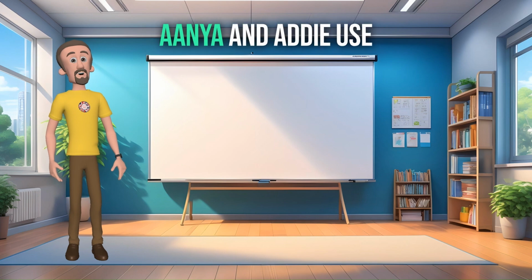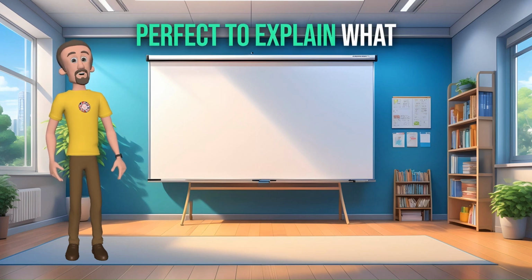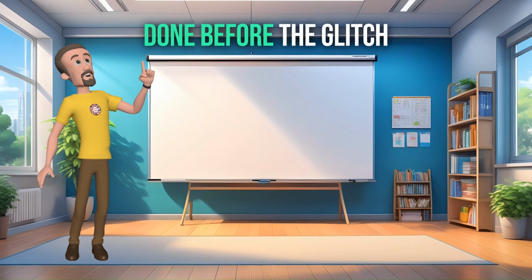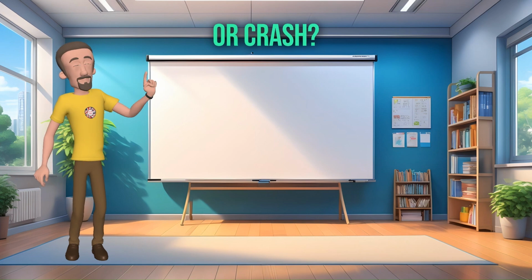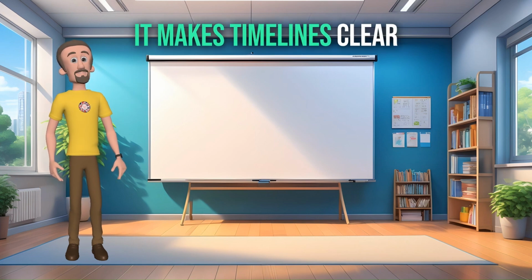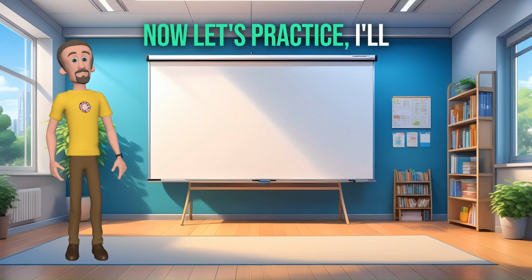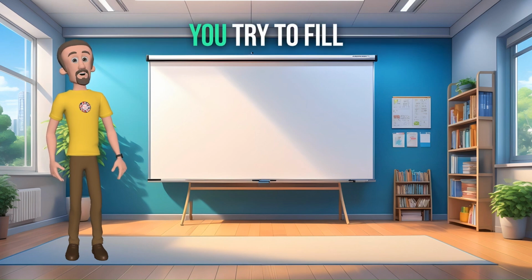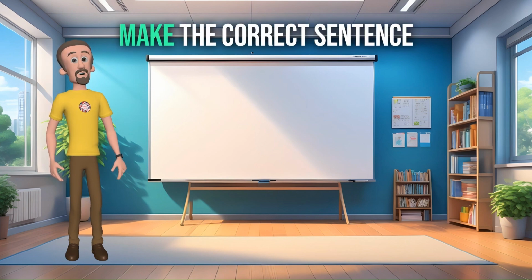Did you catch how Anya and Addy used the past perfect to explain what they had or hadn't done before the glitch or crash? That's the power of this tense. It makes timelines clear. Now let's practice. I'll write some sentences with blanks. You try to fill in the blanks to make the correct sentence.